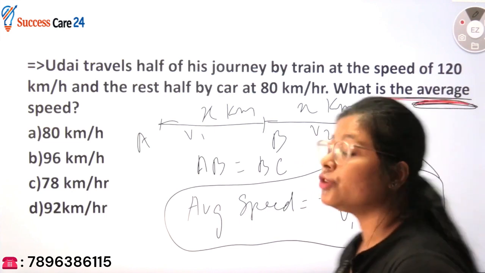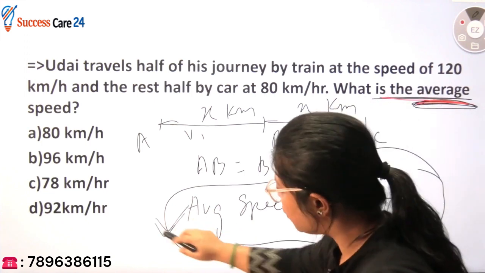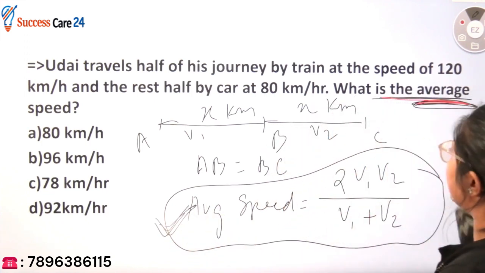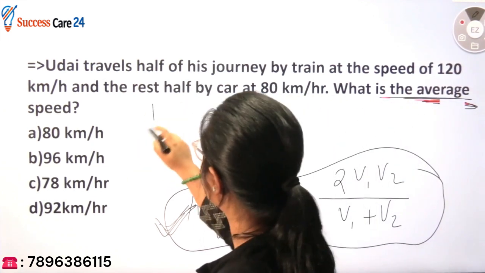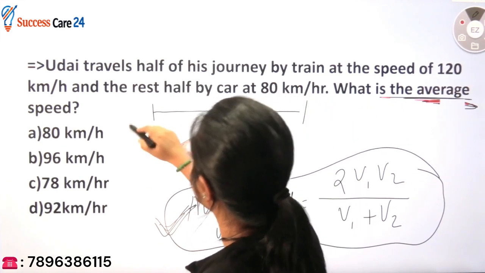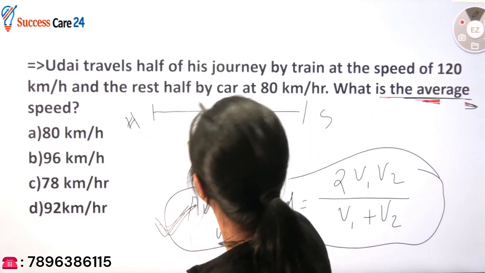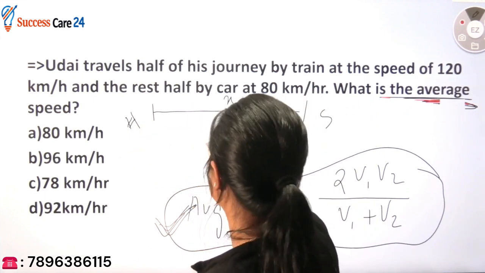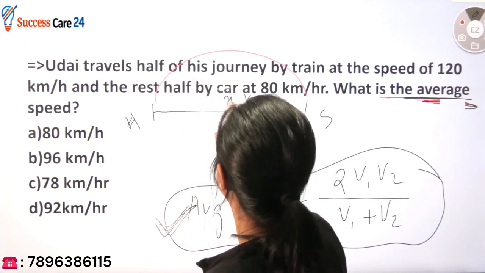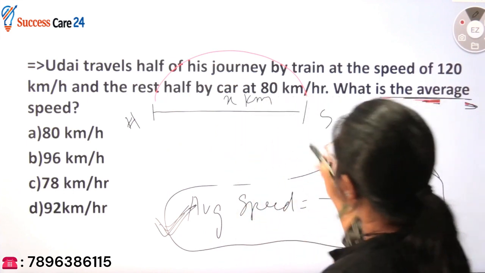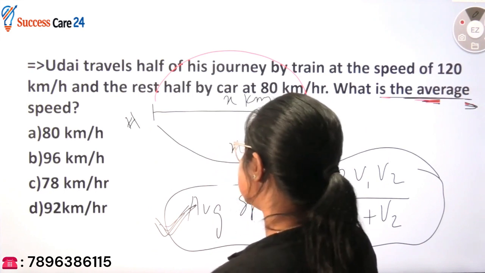So what is the main thing to remember here? The main thing to remember here is that to apply this formula of average speed, you need to travel the same distance. That means you can consider, let us take from your home to school or college, your distance is x kilometer. So while you are coming from home to school, you are covering x kilometer distance, isn't it? And while you are going from school to home, you are also covering the same distance, x kilometer distance.